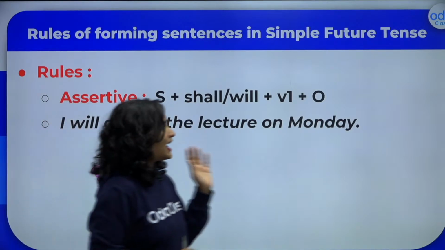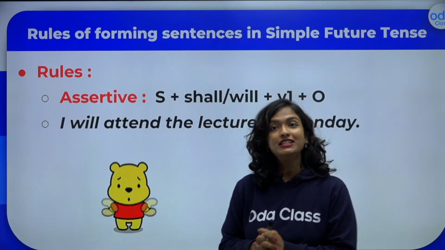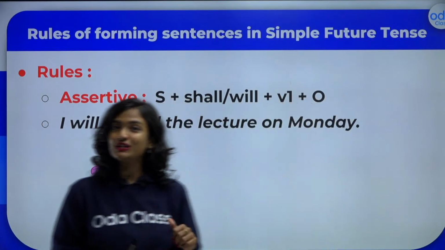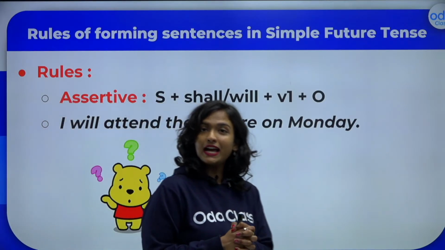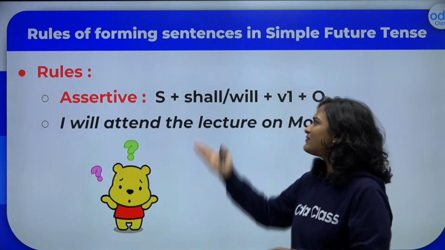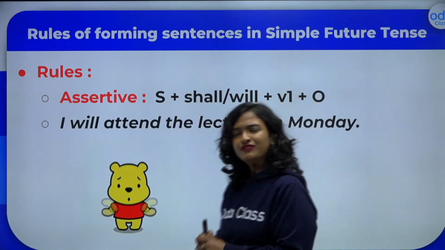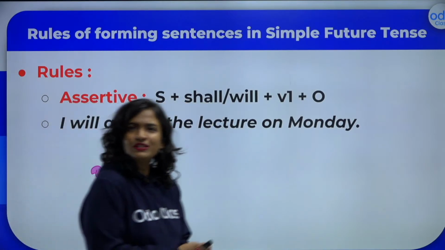Now kids, I also talked about these verbs, right? These are called modal verbs, and I have talked a lot about modal verbs in a couple of previous videos. So you can go check those out if you want to learn more about modal verbs and their uses. But here is the very simple formula: subject followed by shall or will, followed by the first form of the verb and the object. Very simple, right?